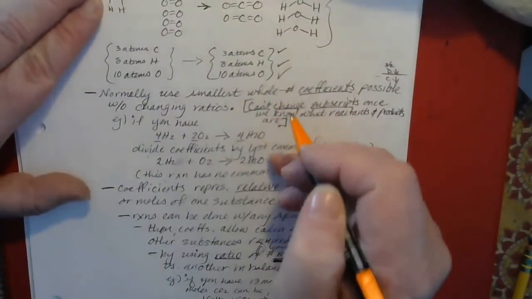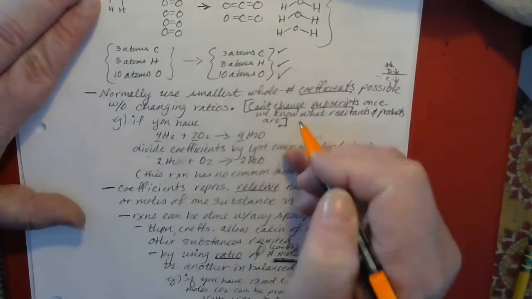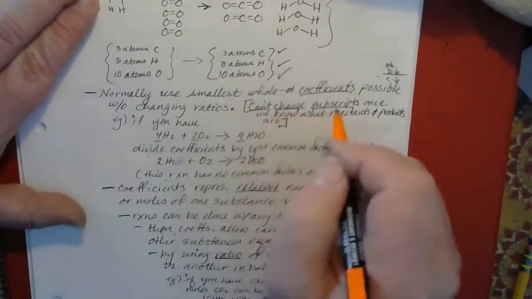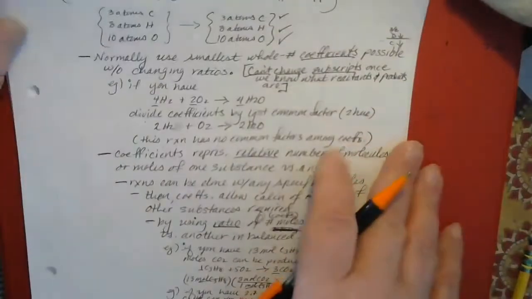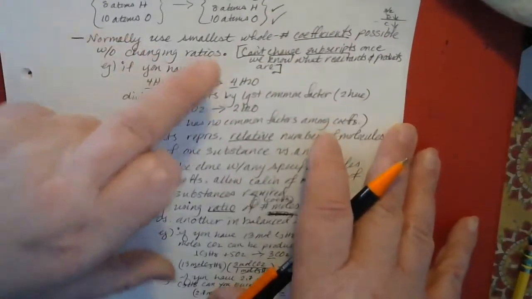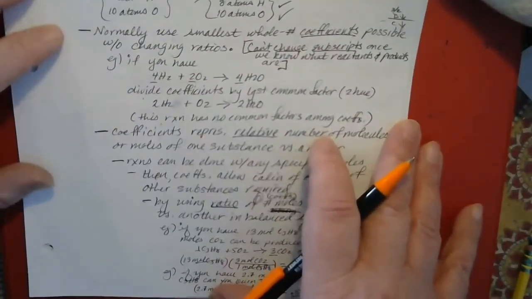Okay, so once you've decided what the formulas for the reactants and the products are, from that point on, you can't change the subscripts anymore. If you need to change the number of atoms of an element, you can only do that by changing the coefficients in front of the formulas.